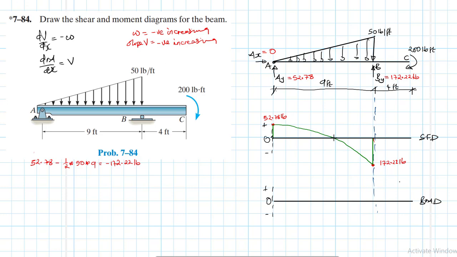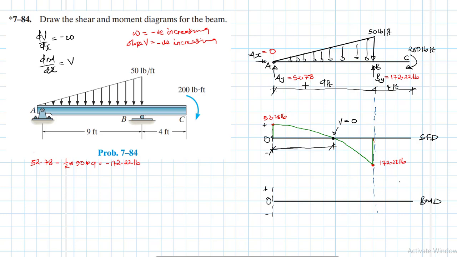So we need to find this value here. We need to find the length to that value. At this value, our shear is equal to 0. So we need to find the position, the location, right? So for us to find that, we need an equation for shear, so that we equate it to 0.